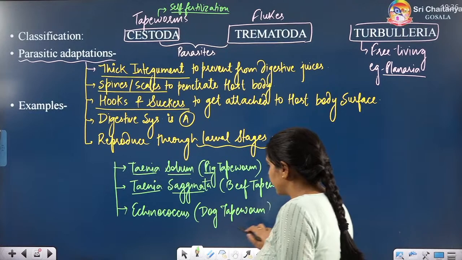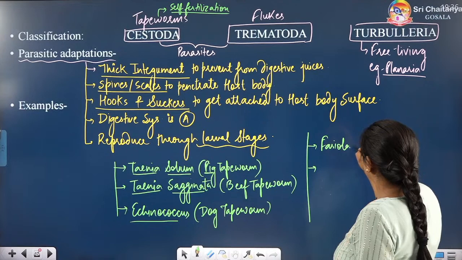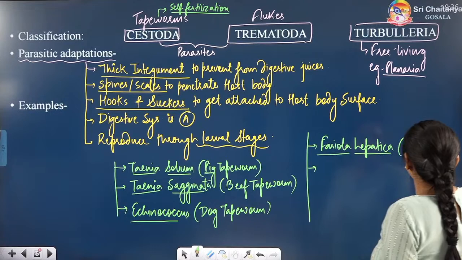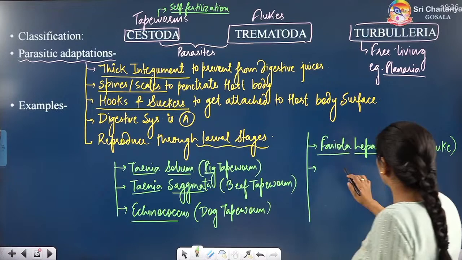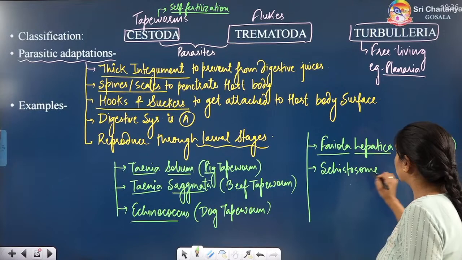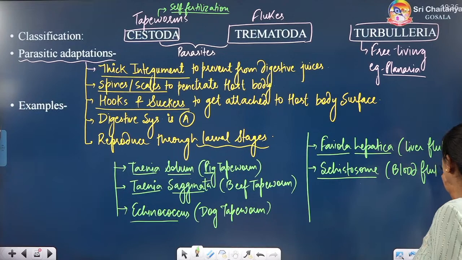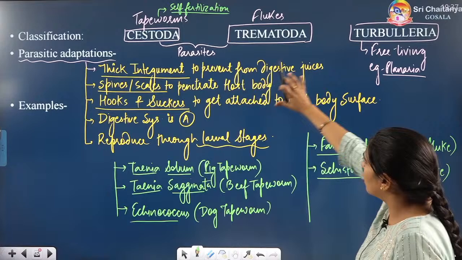Then if we talk about the examples of flukes, then there is Fasciola hepatica. Fasciola hepatica is liver fluke. It basically harms the liver of pig, alright. So liver fluke. Then there is another example, that is Schistosoma, blood fluke. So liver fluke, blood fluke, these are the examples of flukes, beta. Pig tapeworm, beef tapeworm, dog tapeworm, these are the examples of tapeworms. And there is only one example of the free living form, that is Planaria.